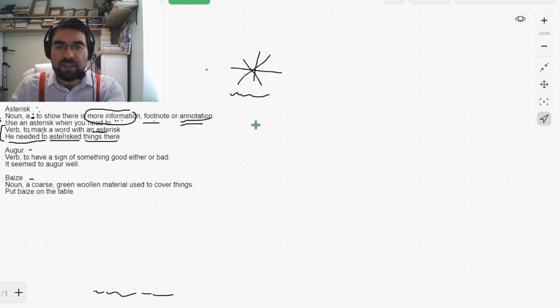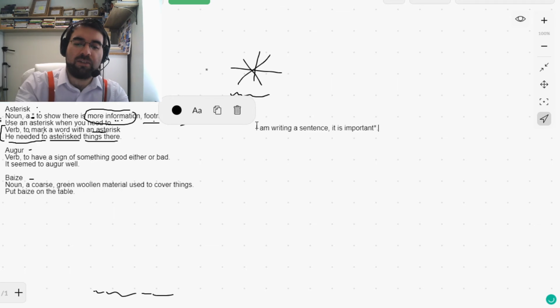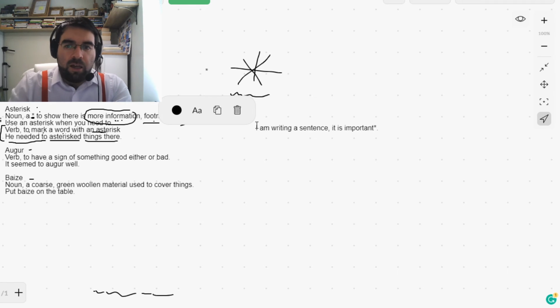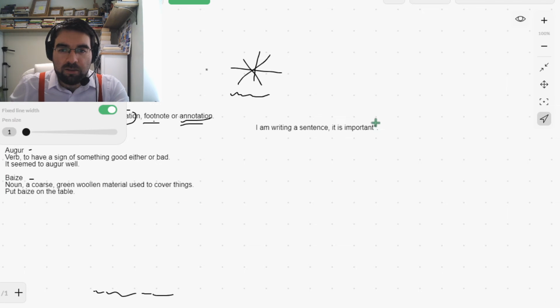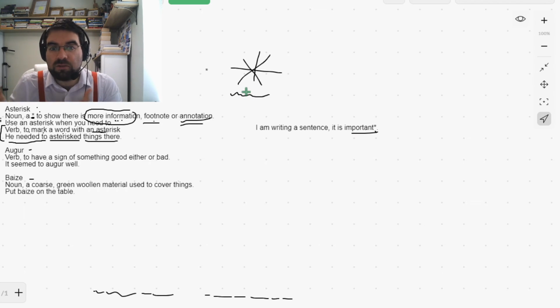So we have a sentence. I am writing a sentence. It is important. Asterisk, full stop. And then you explain why it's important in the footnote at the bottom. You expand upon it. You explain why and how it's important.